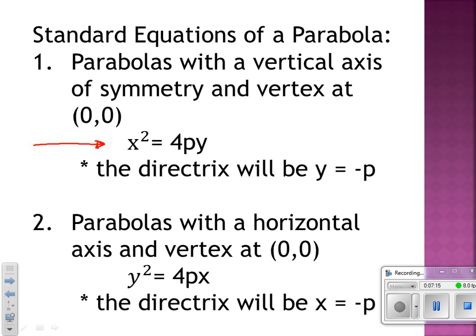If parabolas have a horizontal axis, I'm on number 2 now, still with a vertex at 0, 0. Those are the ones that had the y squared in them. Okay, so those are the ones that opened either left or right. These were the parabolas that had the y squared in it. These were the parabolas that had the x squared in it. Okay, so now in this case, p is going to still help us find that focus, but the directrix this time is going to be a vertical line, so you're going to have an x equals negative p line.